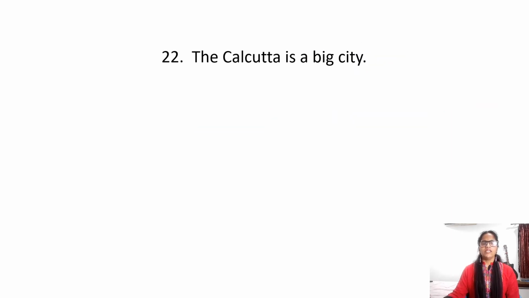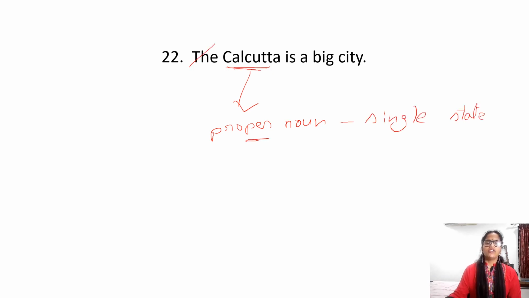Next question. The Calcutta is a big city. Calcutta is a proper noun and it is a name given to a single city. So Calcutta does not take any article. Usage of the is wrong. Here it has to be Calcutta is a big city.